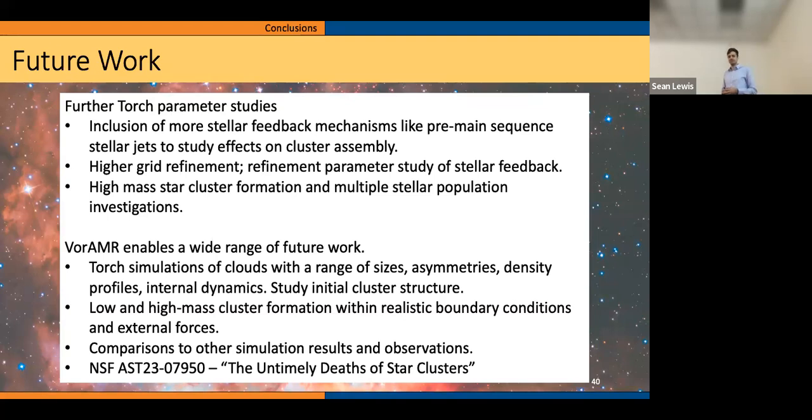In VOR-AMR, as I was showing the preliminary comparisons between the Refinement and Torch, this is a new way of comparing numerical frameworks that previously did not exist.